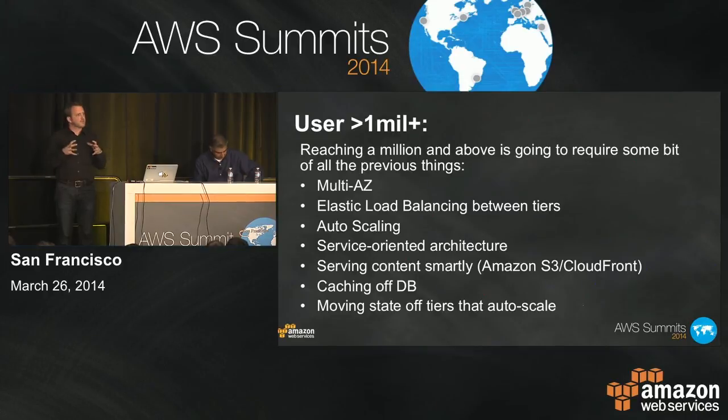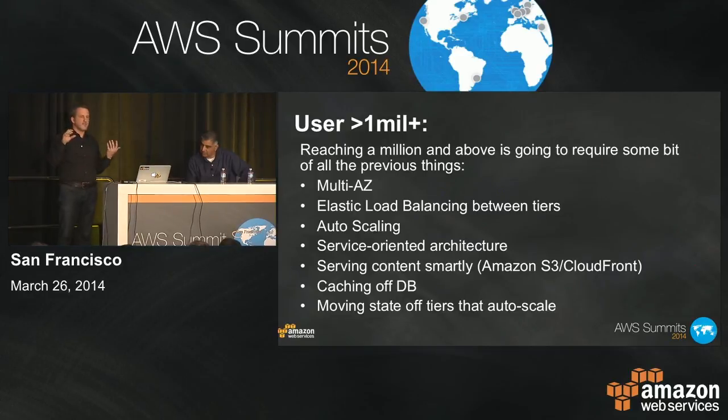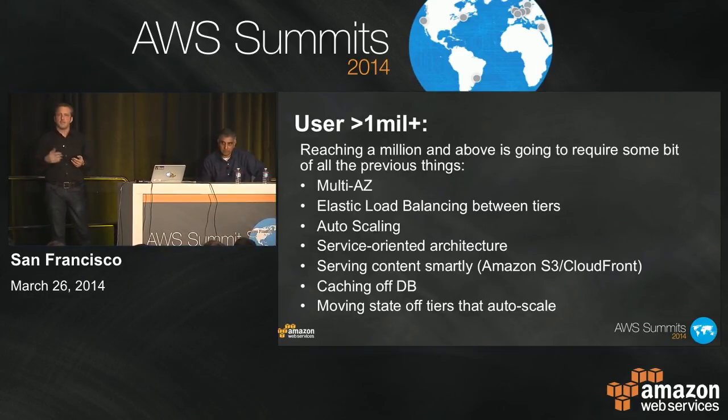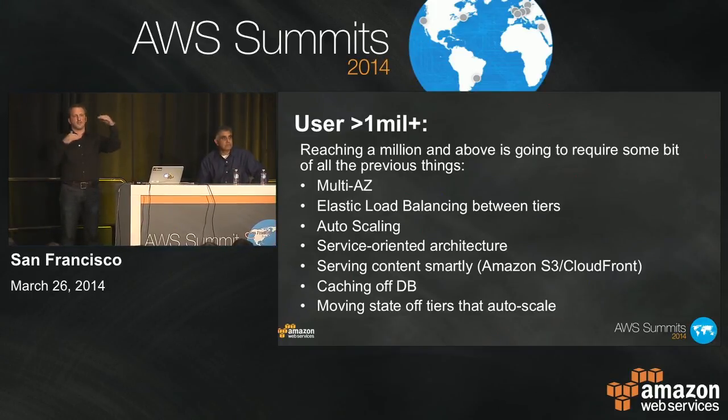So even though SQL is still at the core, you can go really far with a lot of the results that come out of it and cache it in another layer. We have ElastiCache, as I mentioned earlier, that supports Memcached and Redis. There are other caching mechanisms built into databases increasingly. And then move the state off of tiers that also auto-scale.